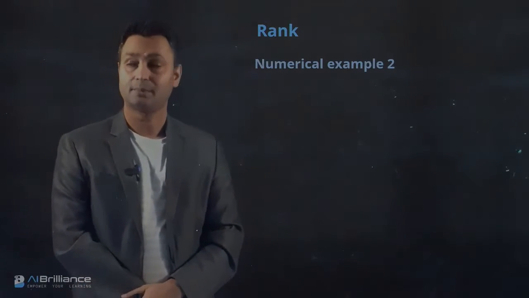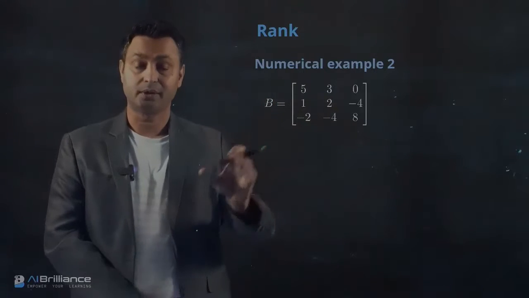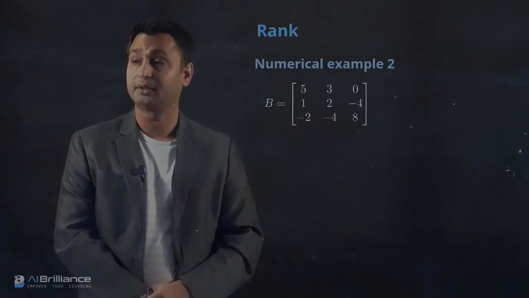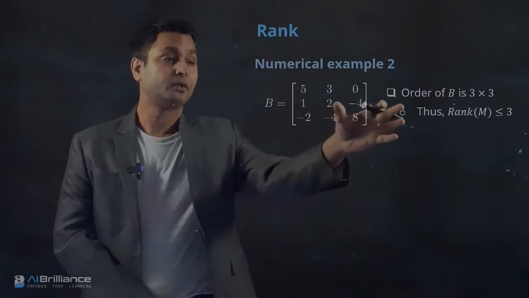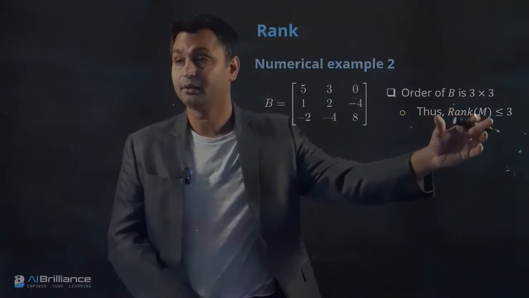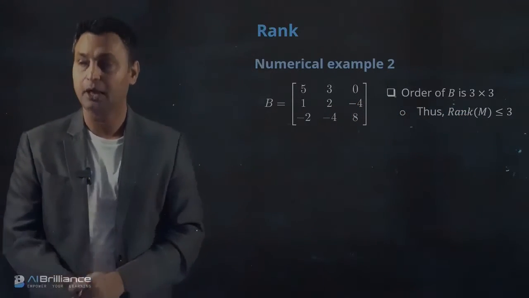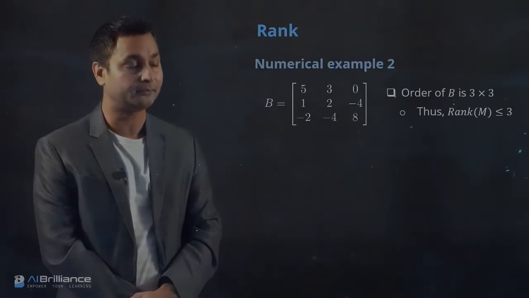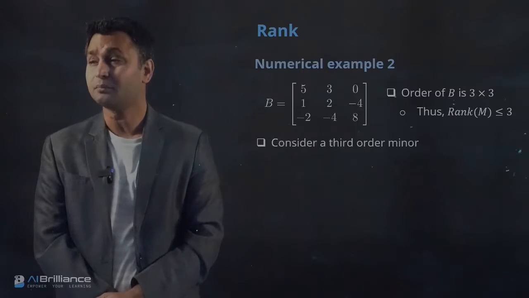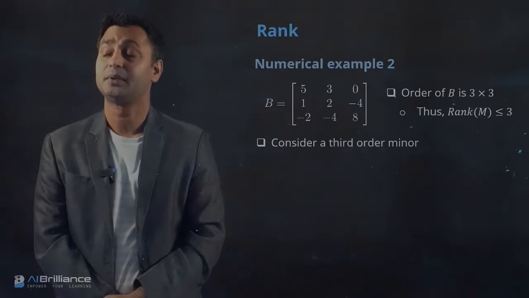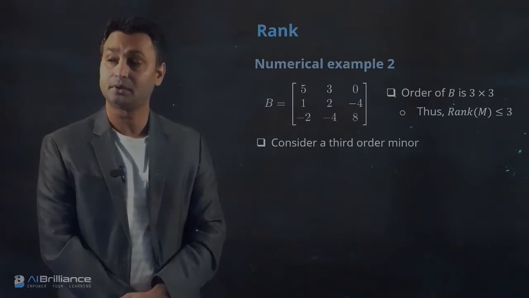Now let's take another example. In this example 2, we have this matrix B, which is given by these elements that are here. Again, this is 3 by 3, so the maximum rank could be 3, or it could be less than 3. So how do we go about finding the actual rank? The first thing, we begin with the highest order minor. This is 3 by 3, so we will start with the third order minor.